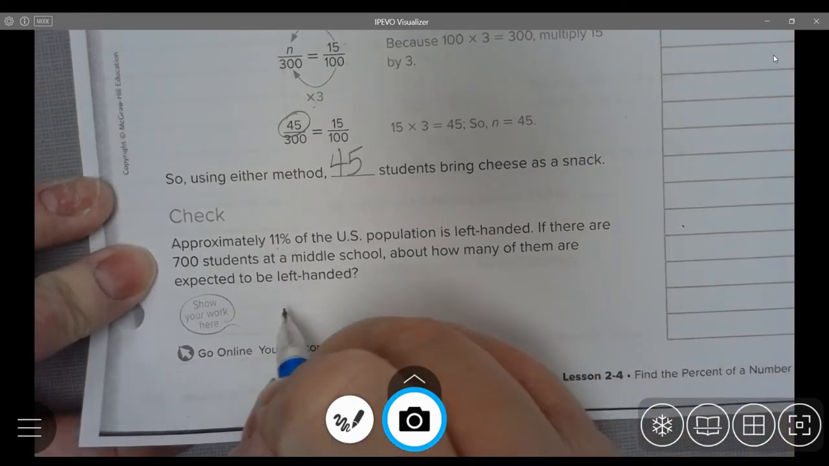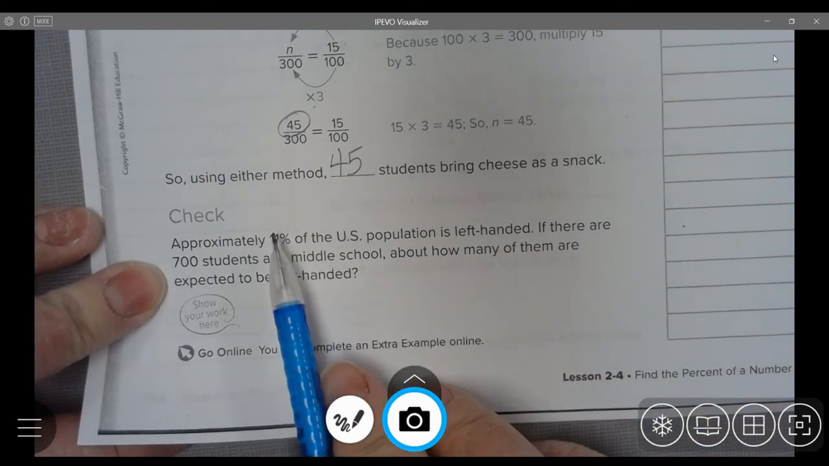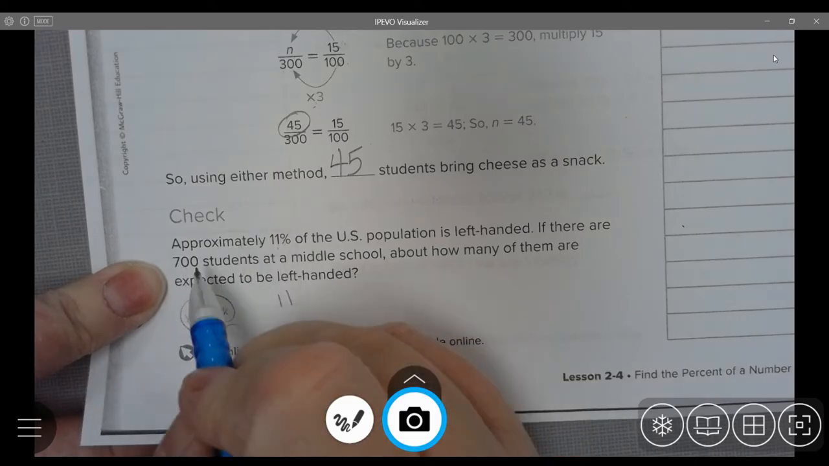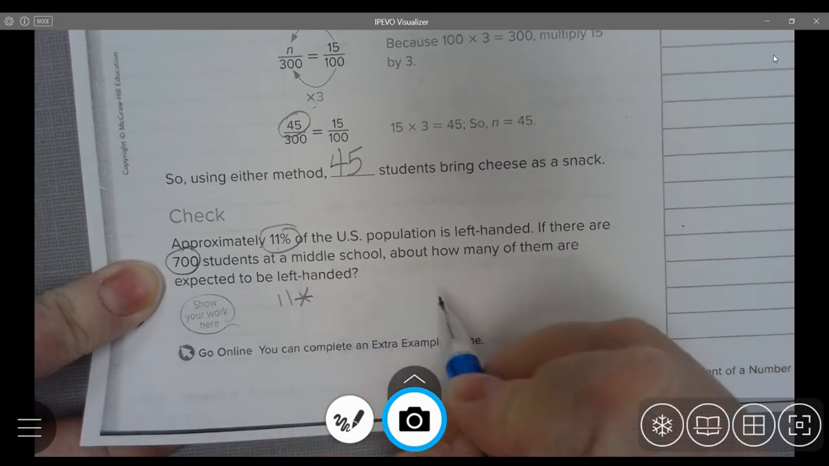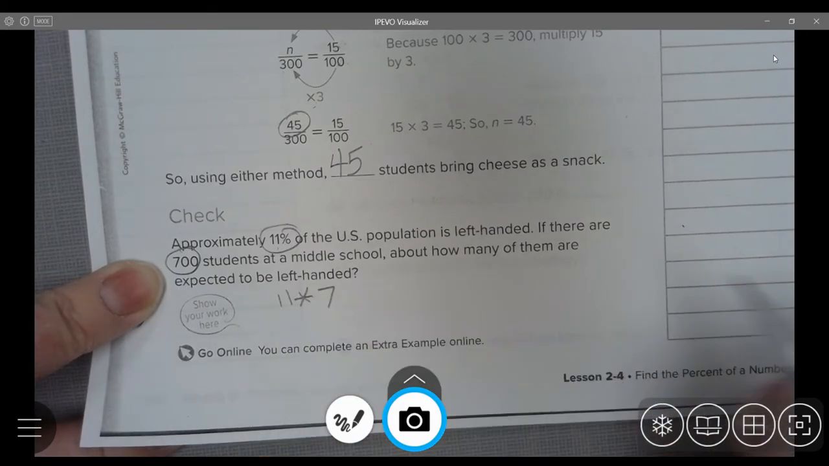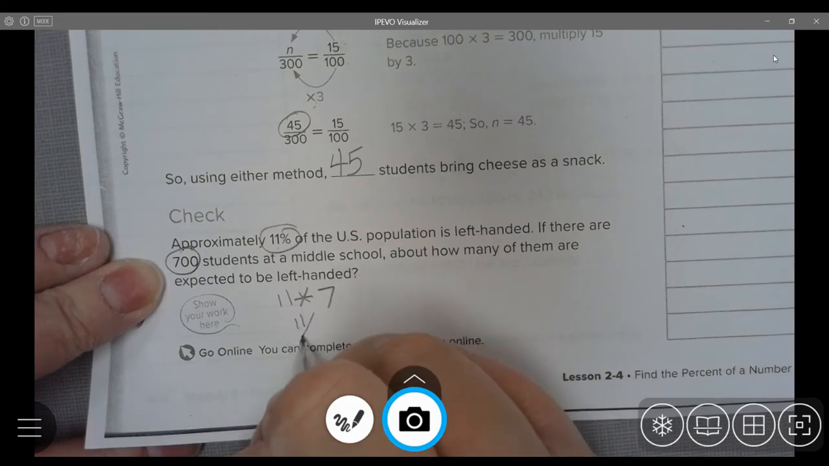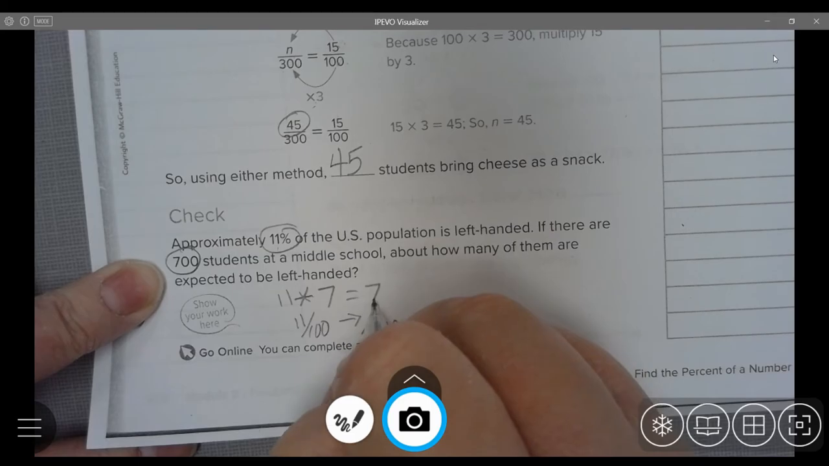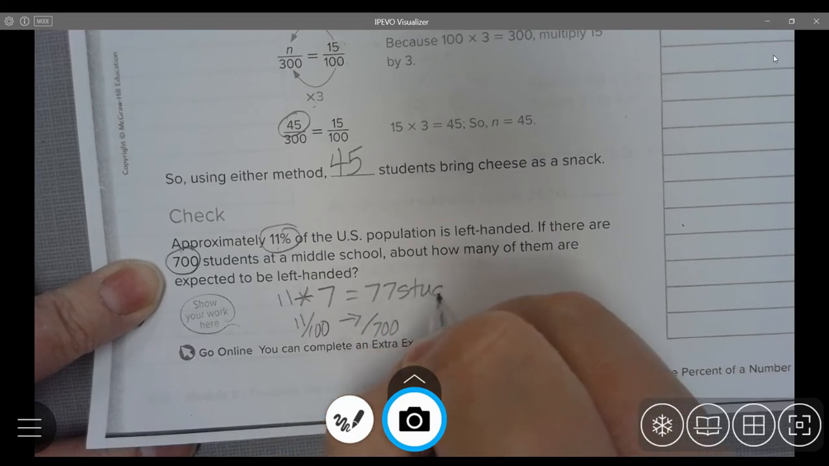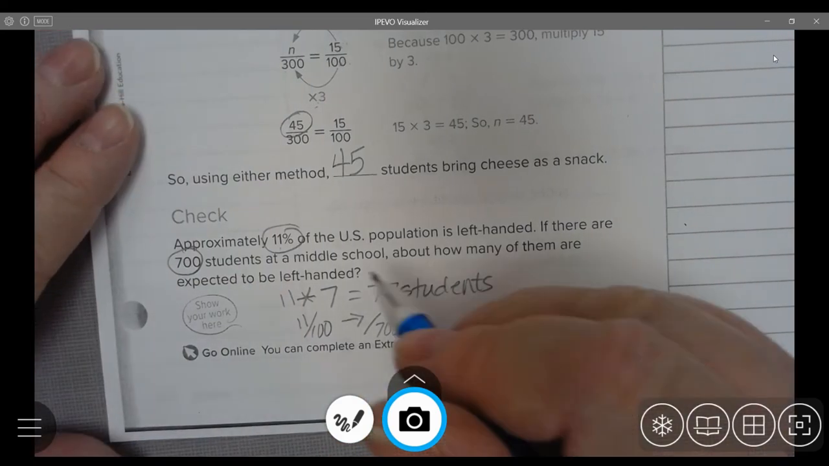So we could say that 11% for 100, we have 700 students. So we could say 11% times the 7 groups, because it would be 11 out of the 100 students, and we would need to get that to over 700. So we could say 77 students. That would be the first method.